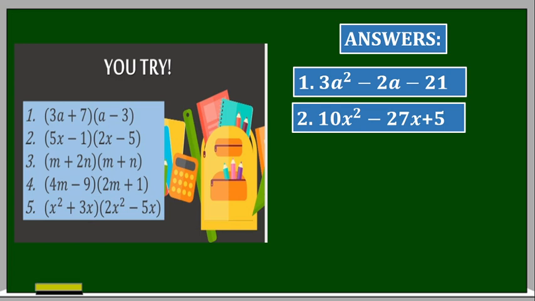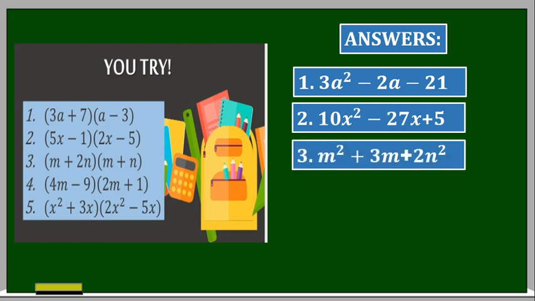Next, for number 3, n plus m squared, 1. Okay, 1 times 1 is 1. For OI, we have 1 times 1, and then we have 2 times 1. So 1 plus 2 is 3, positive 3mn. And for the last term, we have positive 2 times 1, so we have positive 2n squared.